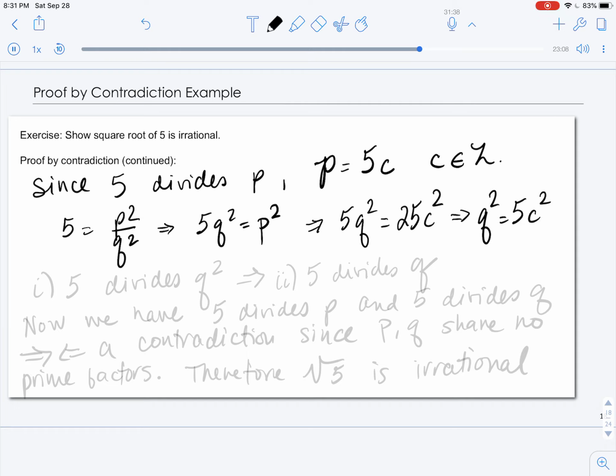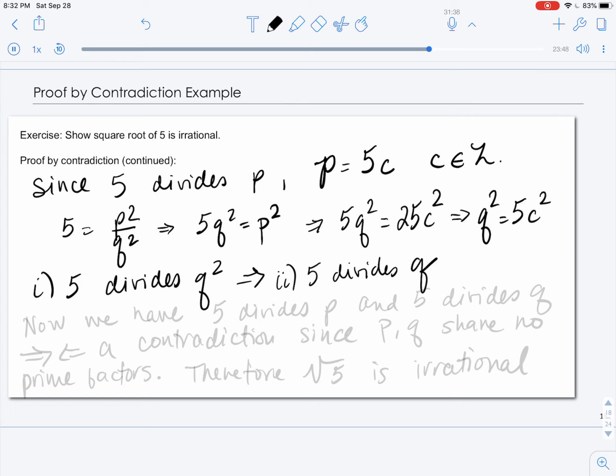Now, the inference that we can make from this is, first of all, we just expressed q squared as 5 times another integer, which is c squared, so we can infer that 5 divides q squared. So since 5 is a prime factor of q squared, we can then infer that 5 divides q.